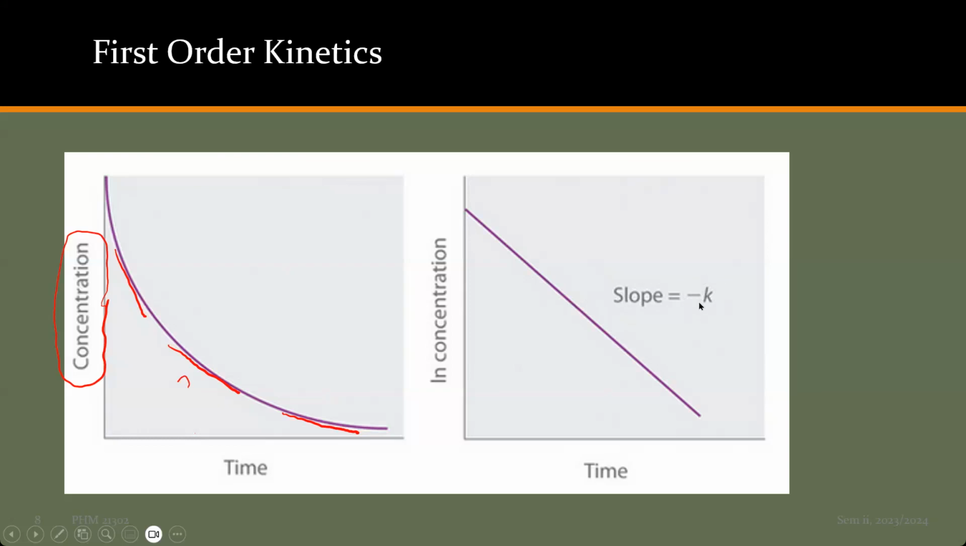So how to get the positive? Negative, negative is positive, right? So, for example, if the slope is negative 0.2, then K will be equal to 0.2.